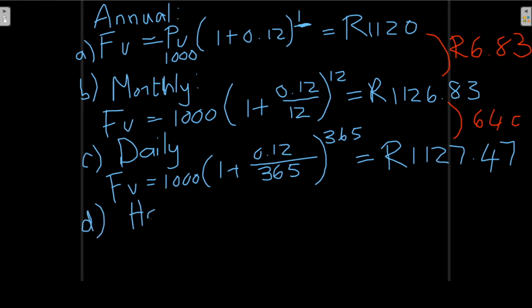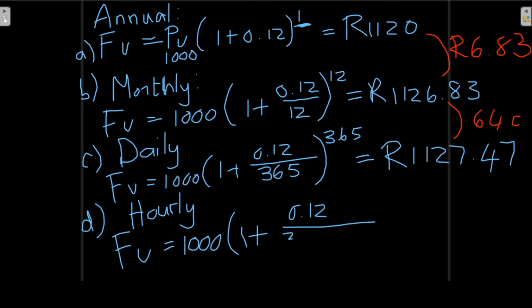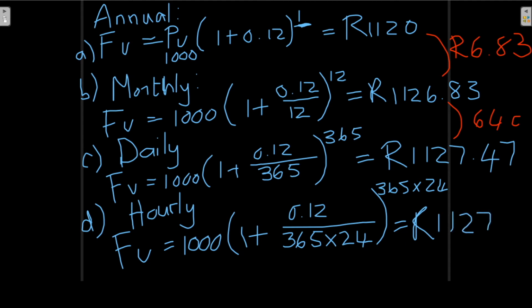And now if we make it hourly, how many hours do we have in a year? We take the 365 days and we multiply it by the number of hours per day. Okay, and again there's an increase from C to D, and the increase from C to D is an increase of 3 cents. So we can see that the future value is increasing, but the increase is slowing down. So it's reasonable to think that my future value might reach a limit.